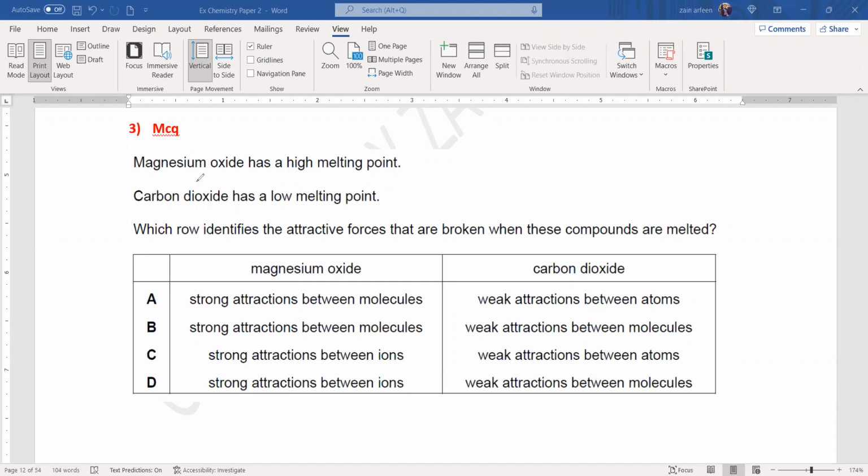So in this question, magnesium oxide is having a high melting point. Why? You have to identify the type of compound first. Magnesium is a metal and oxygen is a non-metal. So metal plus non-metal combine with each other. As a result, they will form an ionic bond. So ionic bonds have strong force between the ions.